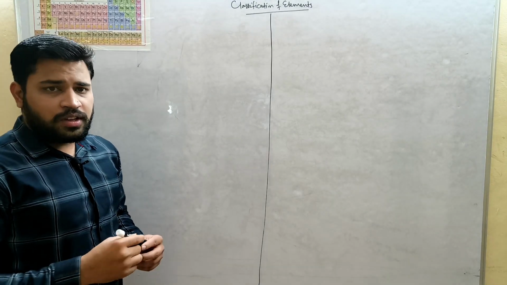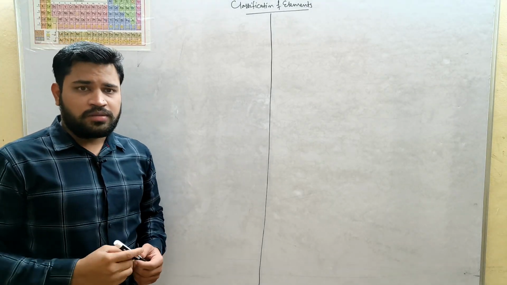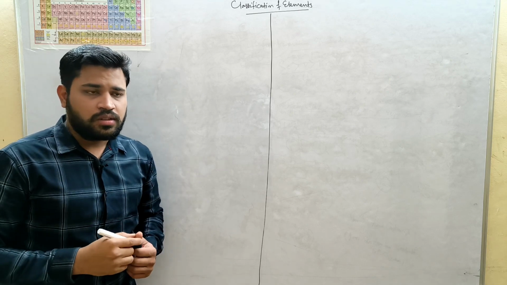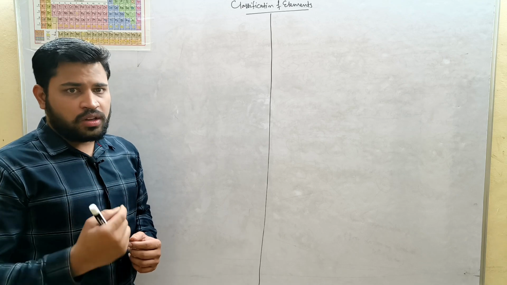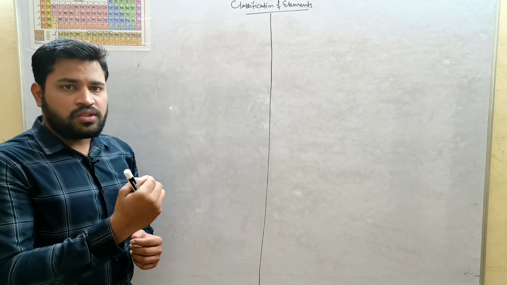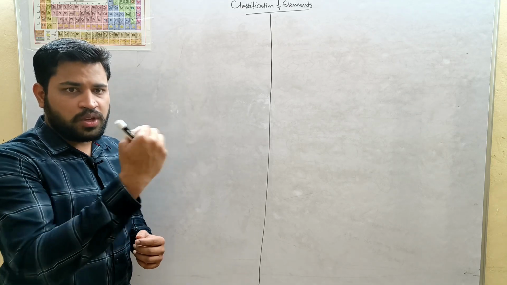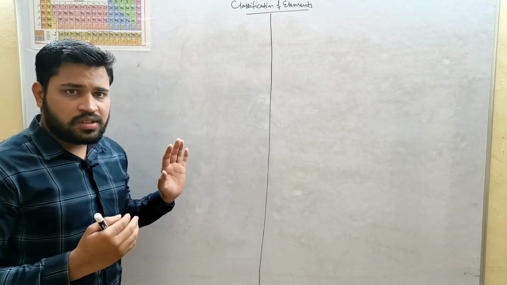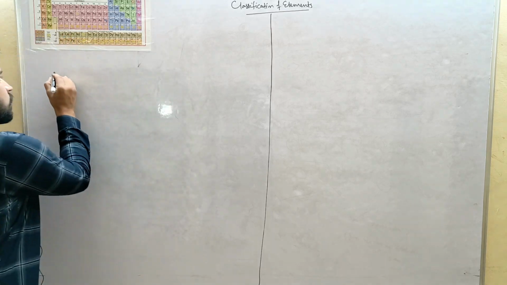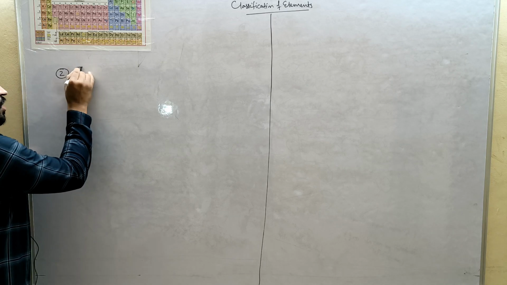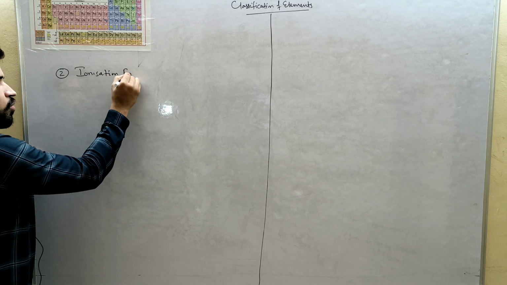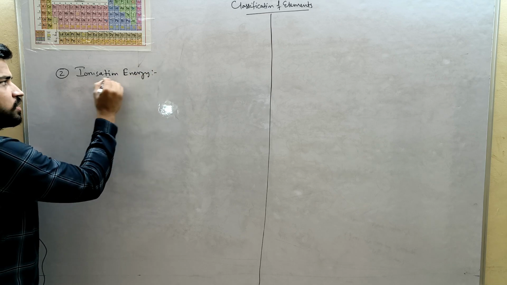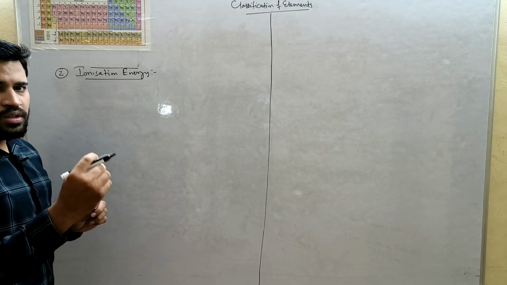Hello everyone. Today we are going to discuss the next periodic property, that is ionization energy. In the last video we discussed the atomic radius in detail, and the trends in groups and in periods. Now today we are going to discuss another very important periodic property, that is ionization energy. So what is this ionization energy? I will tell you in detail.